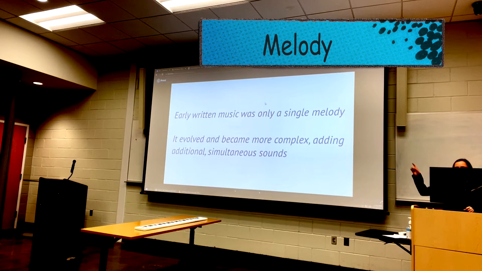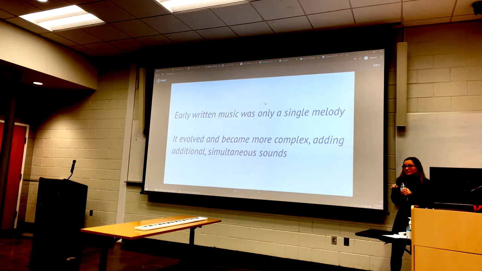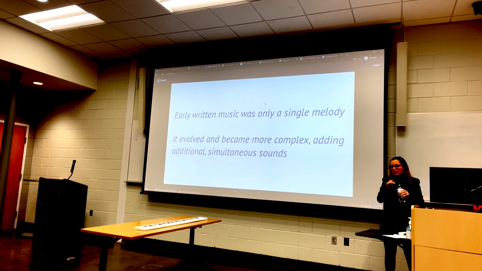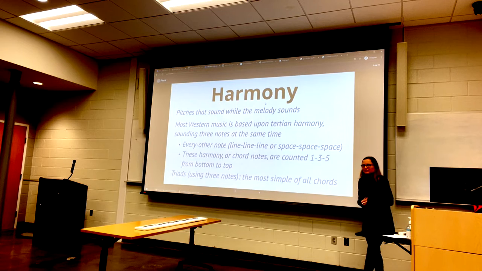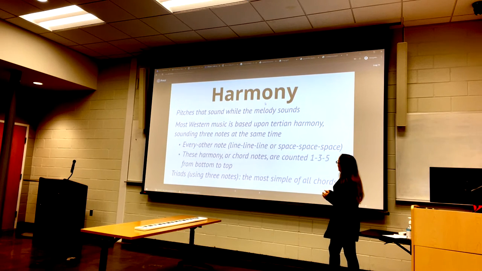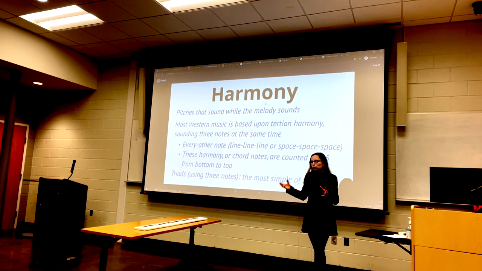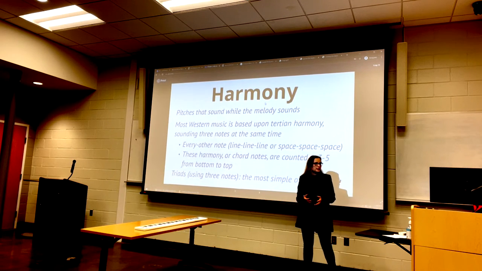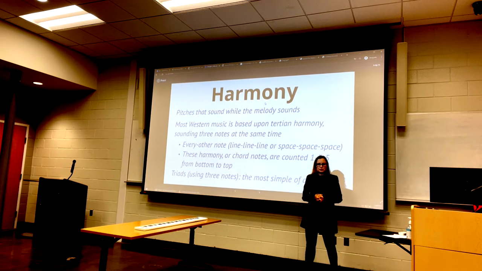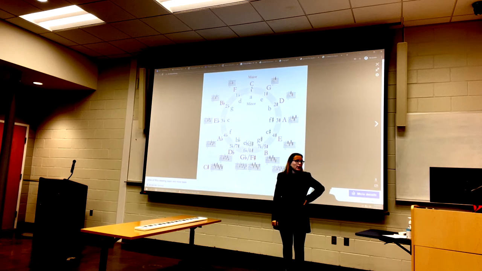Okay, so. What's a melody? It's like the main part of the music, the part that gets stuck in your head, the tune. Yeah, the tune. Good. What is harmony? Pitches that sound while the melody sounds. So it's essentially multiple notes together, right? Usually in chords, sometimes in broken chords, but it's multiple notes together that help create a more complex structure. Now, how do we do that?